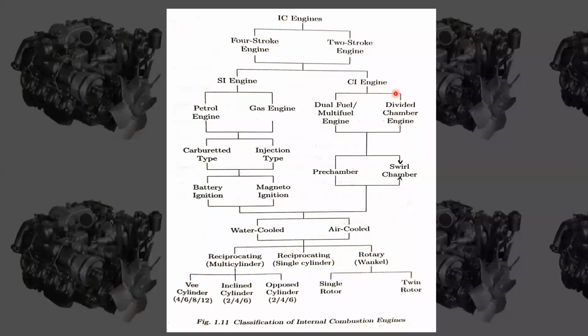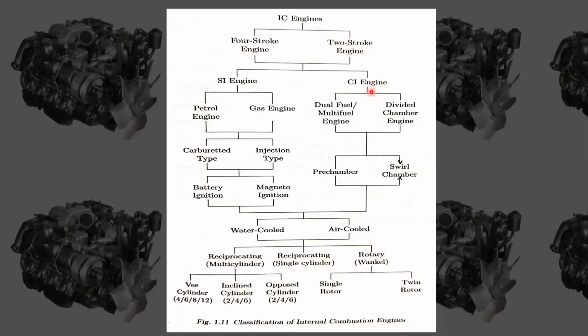And in the CI engine, because of the very high compression ratio, the air-fuel mixture is going to reach its self-ignition temperature. That means there will be ignition because of the compression of air itself. That's why we call it a compression ignition engine.